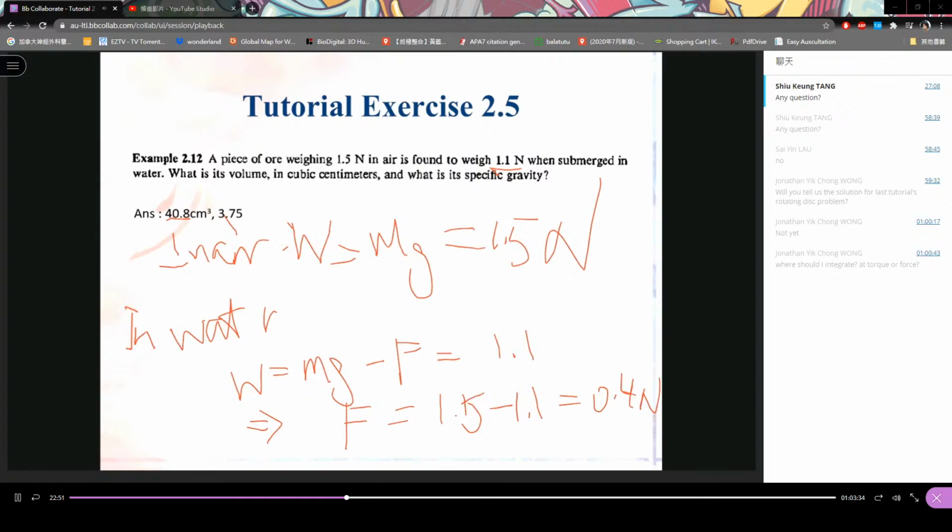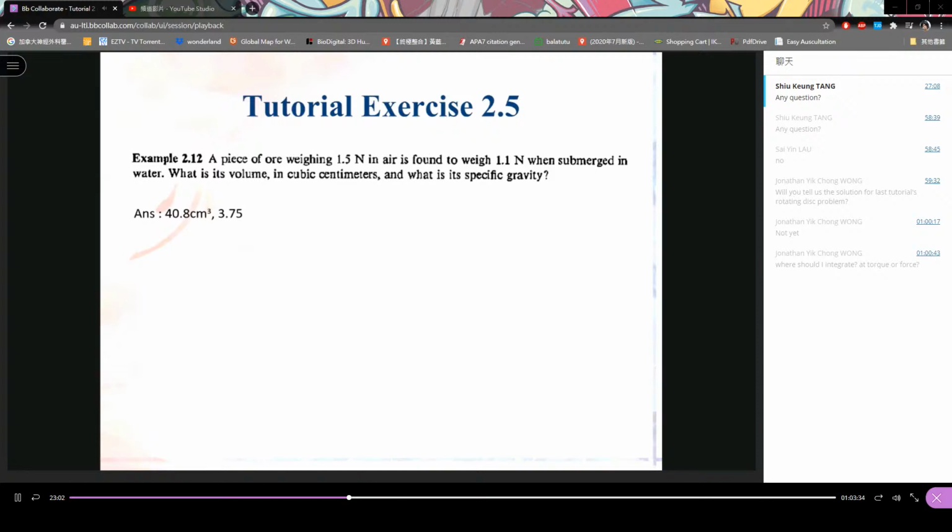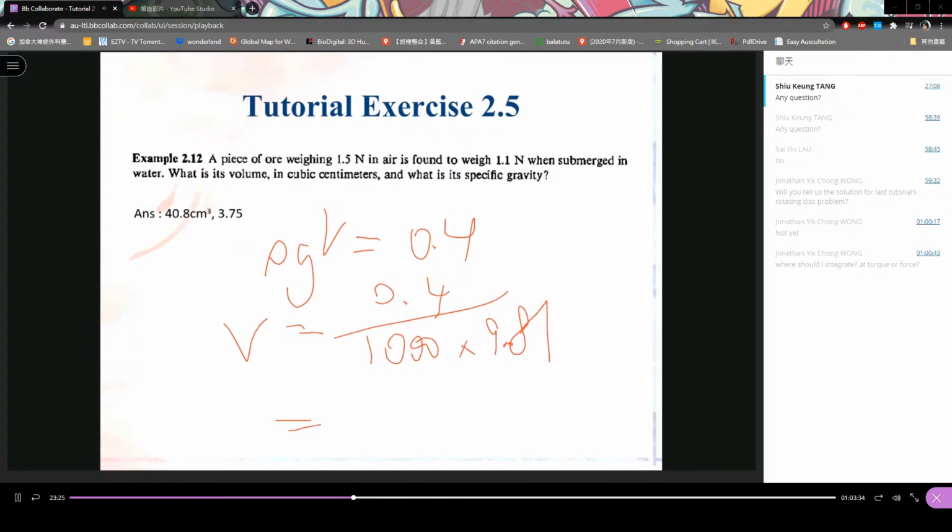Okay, but we understand that this upward force is density times g times the volume of the ore. Right. So very quickly, density times g times volume equals 0.4. So the volume is 0.4 divided by 1,000, which is the density of water, and then you have 9.81 here. And you're having a really, really small volume of 0.0000408, something like this, cubic meter, which is 40.8 cubic centimeter. All right. So far, very nice, huh?